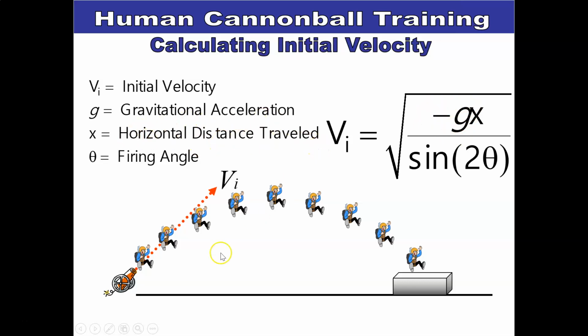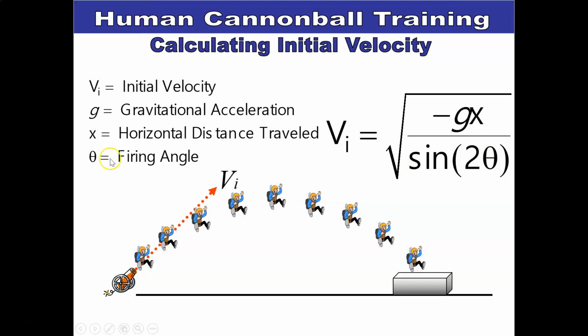X is the horizontal distance traveled. So this length here would be a distance x. And then theta, again, is the firing angle. Sine is a trig function there. Hopefully you remember that from geometry or from trig.